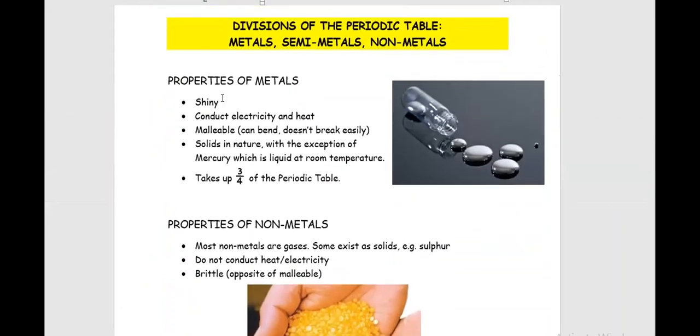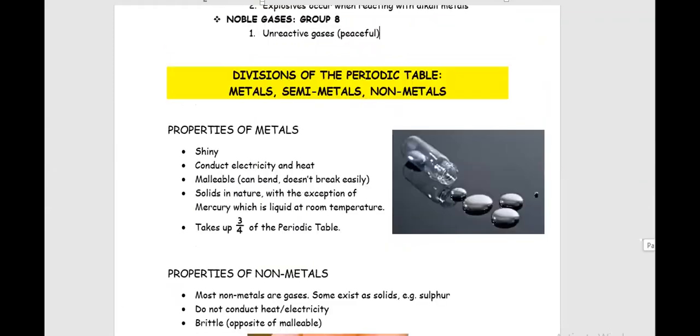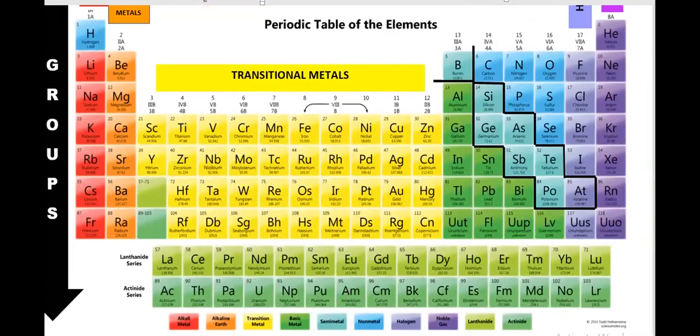Okay, let's read through this. Properties of metals. We know that metals are shiny. They conduct electricity and heat. They're malleable, which means that they can bend, and if you have to hammer it, it doesn't break easily. They are solids in nature with the exception of mercury, which is liquid at room temperature, and they take up a lot of space on the periodic table. They take up at least 3/4 of the space. Let me show it to you guys again. All of this here, all of this and this and this are metals. The small portion of the periodic table, these ones are non-metals.